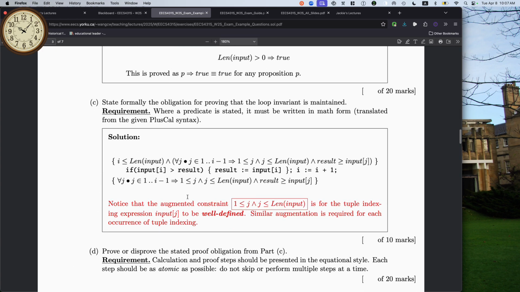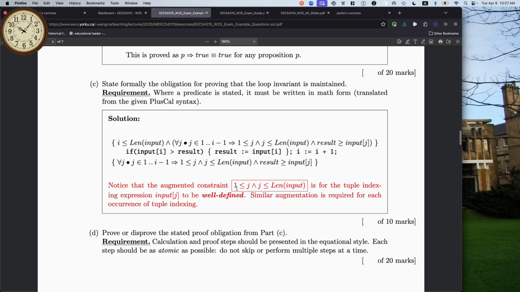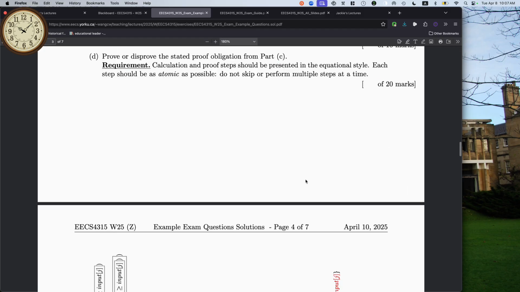All right, so that's 1C. Also, it is important whenever you have, let's say, tuple indexing, as we have over here, to make sure this particular indexing is valid. So in the programming sense, you don't run into an array index out of bound exception. To do that, you can amend by adding another constraint to make sure the J over here is a valid index for the input tuple or input array. All right, so that's 1C.